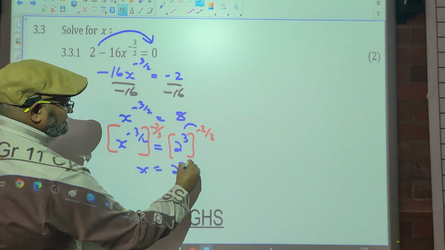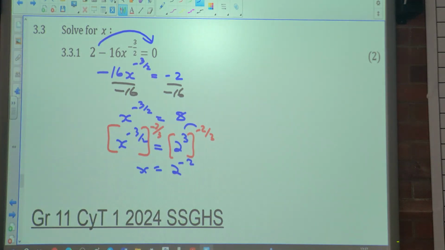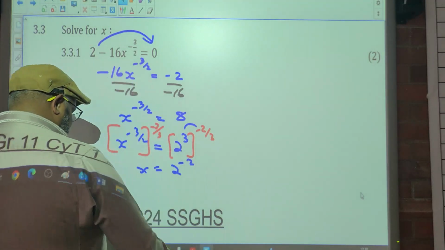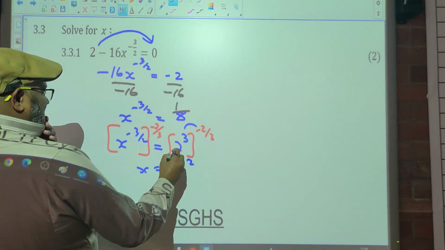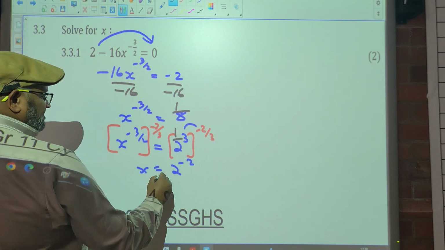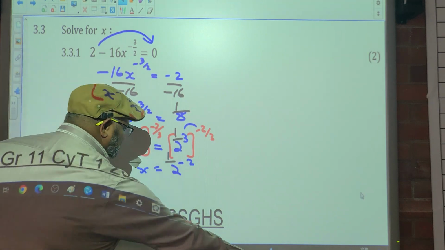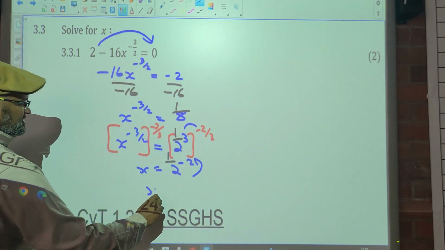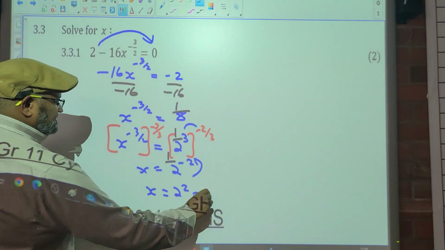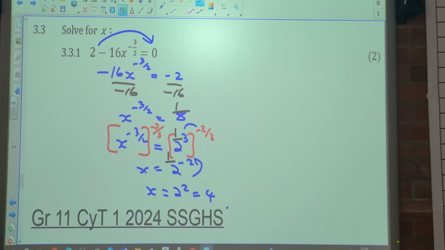Multiply the exponents, negative 2. So that is 1 over 8. Oh, 1 over 8. Okay, makes more sense. So that's going to be 1 over, so what happens? This must now come up. So it's going to be x is equal to 2 squared, which is 4. Now it makes more sense. Thank you. Sorry about that. I wouldn't have gotten full marks, you see?